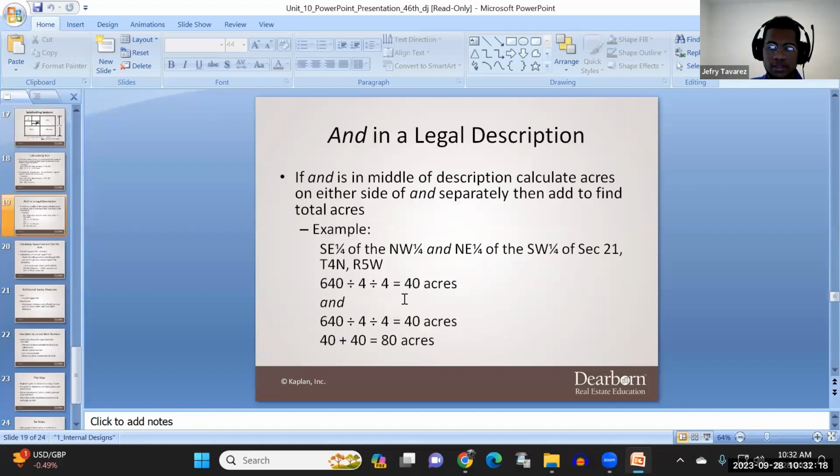So that's what it's saying. Is that the size of a property then? No, it's the size of the area they're asking you to measure.